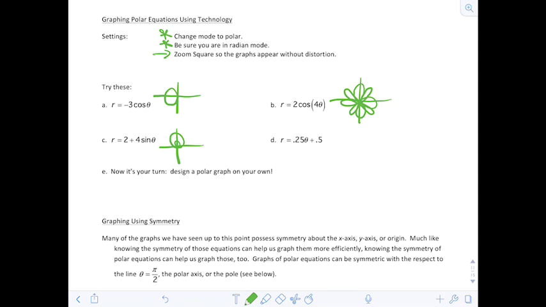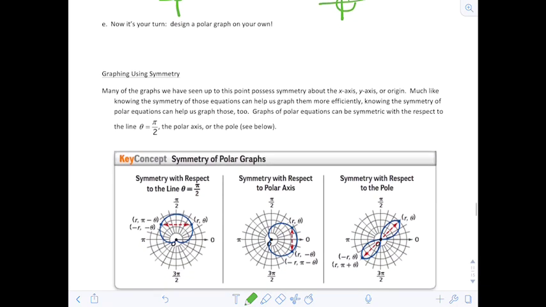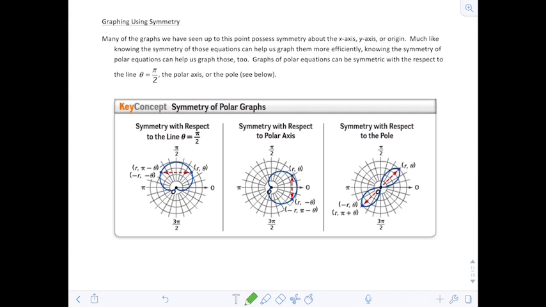Something like this. And then we have this spiral for 0.25 theta plus 0.5. Okay, so hopefully you get a chance to play with this and make some really cool designs. But these are the types of things that we see when we're graphing in polar coordinates. Okay, now let's talk about symmetry for just a little bit.